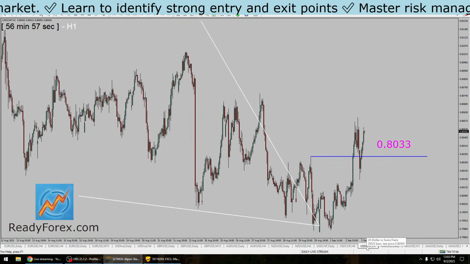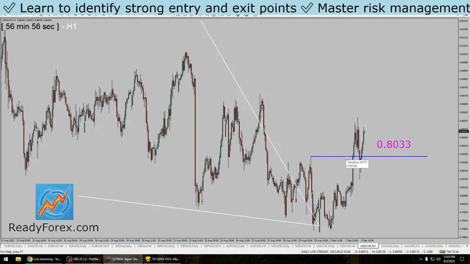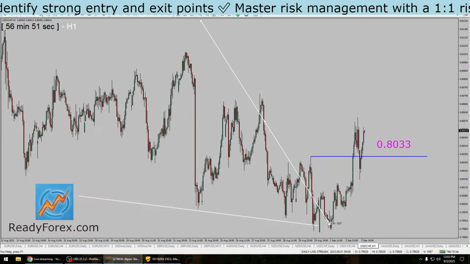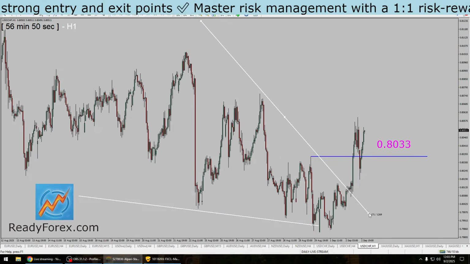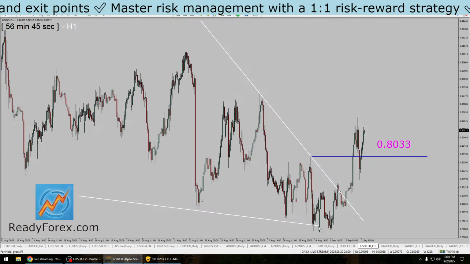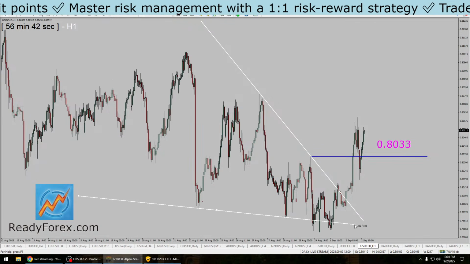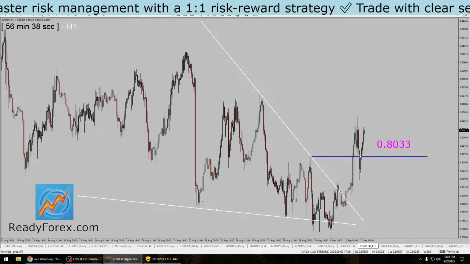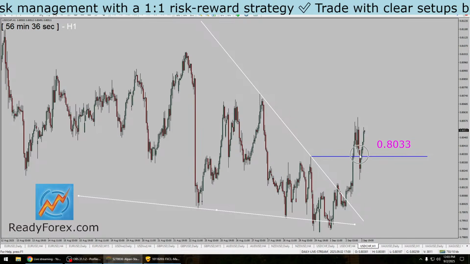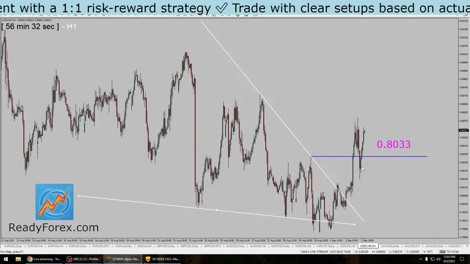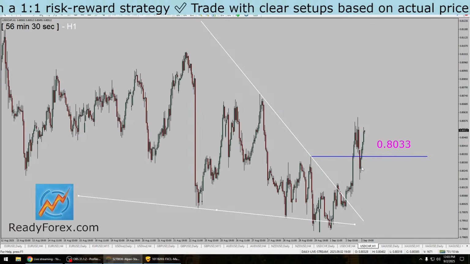So this was the breakout. This is what I've told you guys. We got this wedge shape formation over here. Let me adjust these trend lines. So we got this wedge shape formation, and I told you guys that we're probably going to get a bullish breakout above 0.8033 level. Got the breakouts, expect more upside in US dollar versus Swiss franc currency pair.